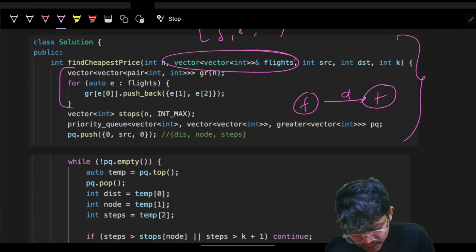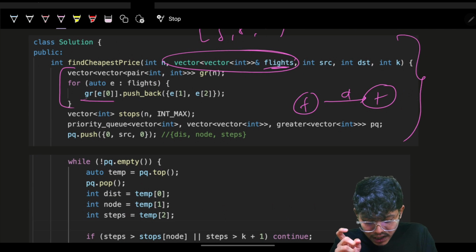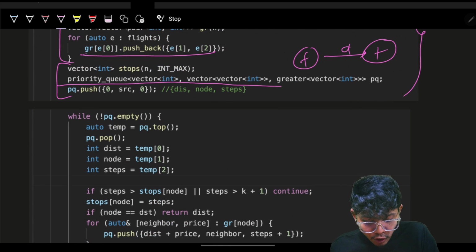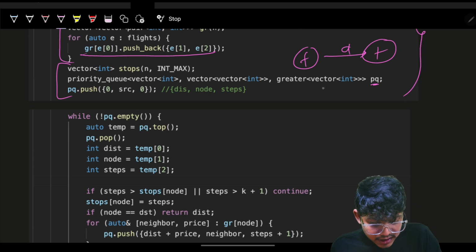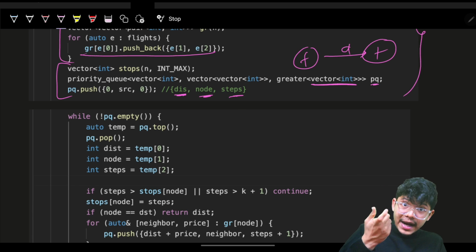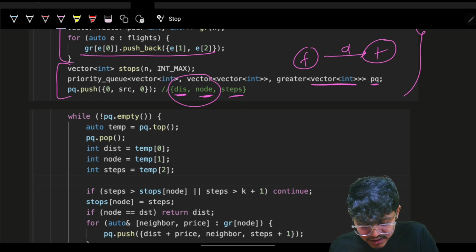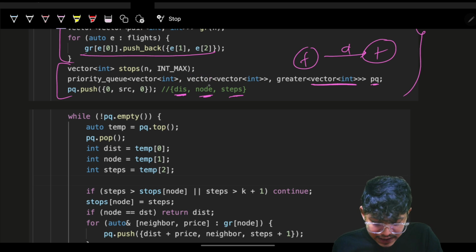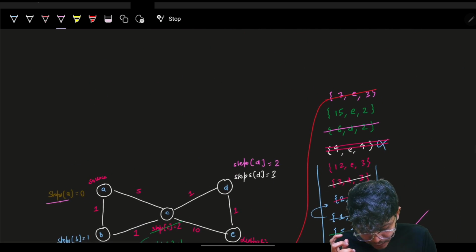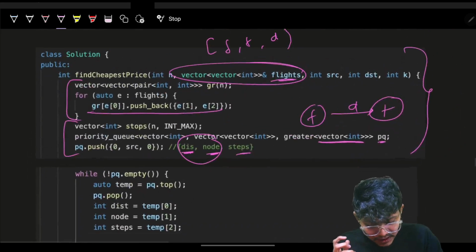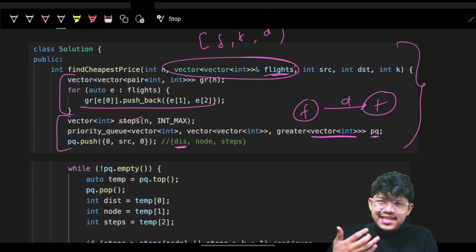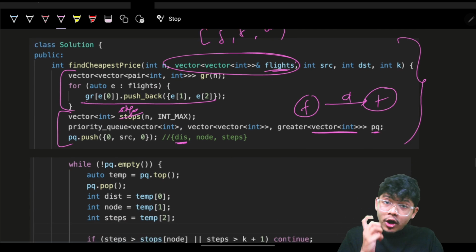Now we simply converted the array into our graph structure, an adjacency list, and then we made the simple priority queue or min heap. Now this priority queue is nothing but a vector. The vector will store distance, node, and steps. By default, in a simple Dijkstra's, we only store distance and node, but as a modification, we will store distance, node, and steps also. And as you saw, I will keep track of these steps, or you can say stops, at every point of time.